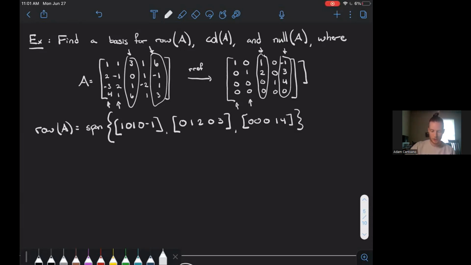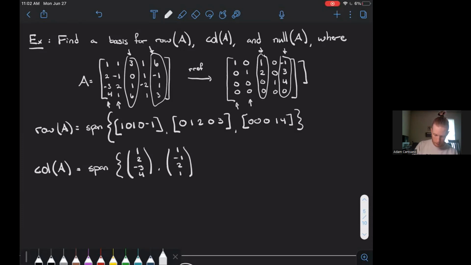So we were able to construct these columns out of linear combinations of the other columns, which means that the column space of A is the span of just the first, the second, and the fourth column of A. So 1, 2, negative 3, 4; 1, negative 1, 2, 1; and 1, 1, negative 2, 1.